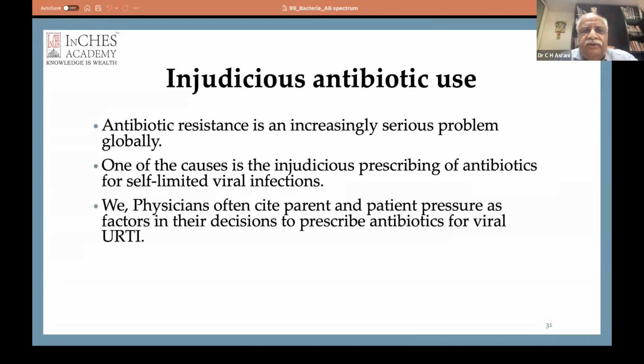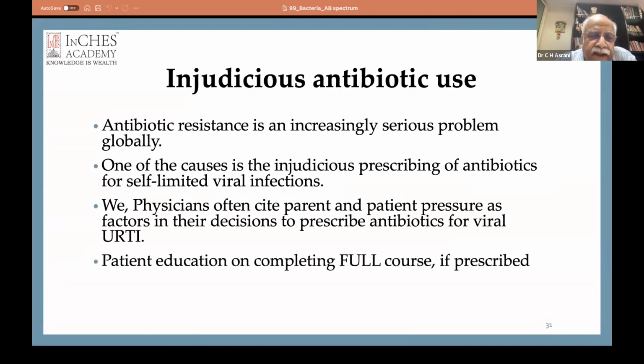We physicians often cite parent and patient pressure as factors in our decision to prescribe antibiotics for viral URTI. "Doctor, please make him all right. He can't afford to miss school." Patient education on completing the full course, if prescribed, we have to always target. Please do not stop midway, because that itself can cause resistance. No antibiotics on their own. We should always keep harping.